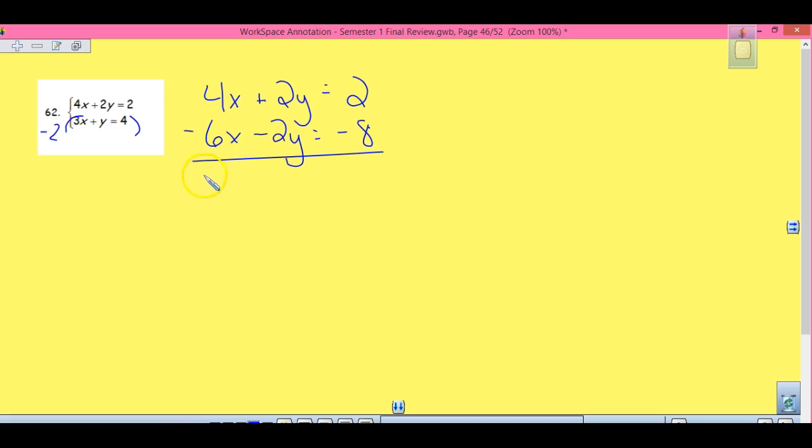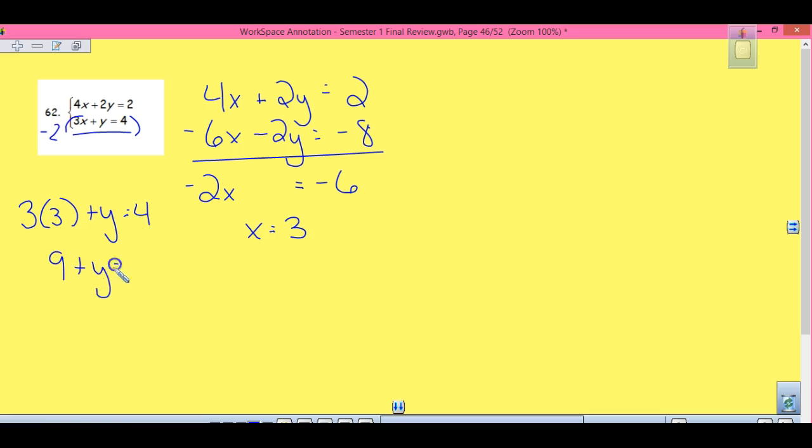So I get negative 2x equals negative 6. X equals what? Positive 3, yep. So then I'm going to use this one: 3 times 3 plus y equals 4. 9 plus y equals 4. Minus my 9, y equals negative 5. So (3, negative 5).